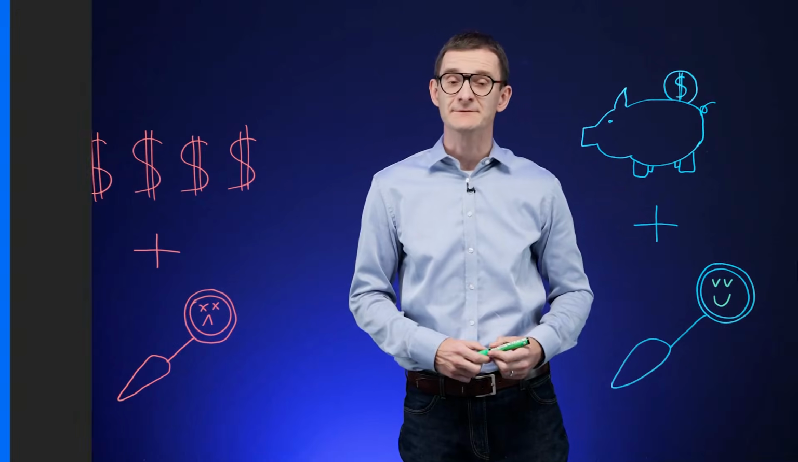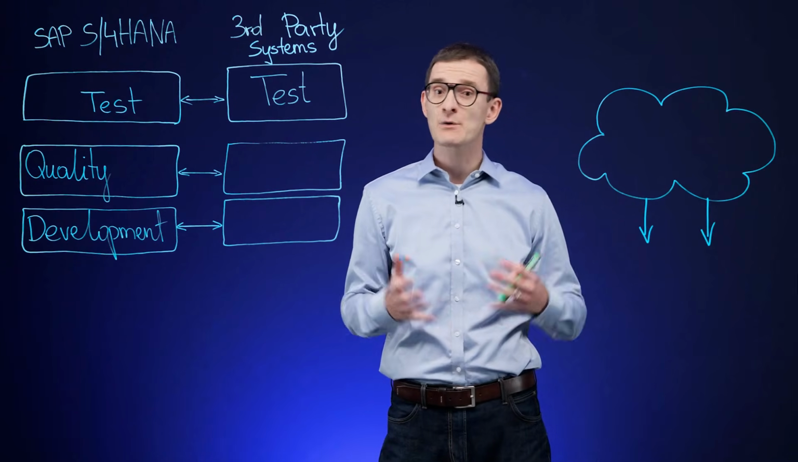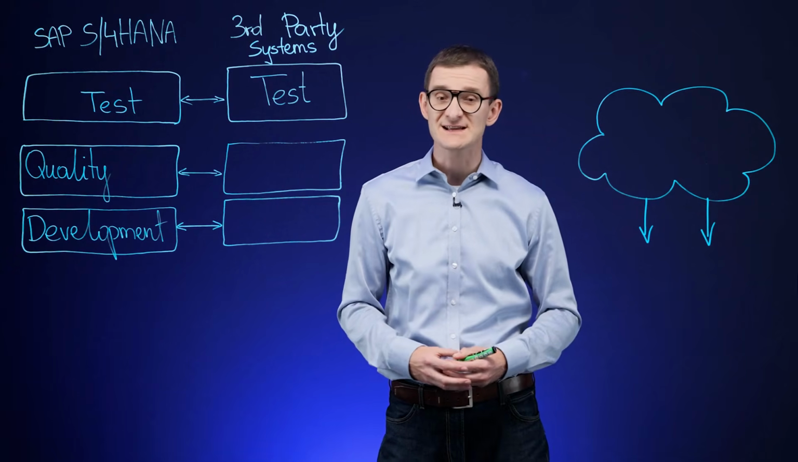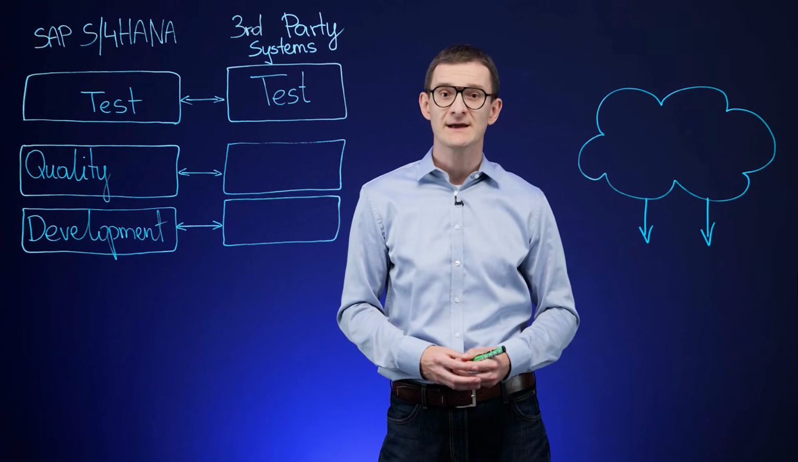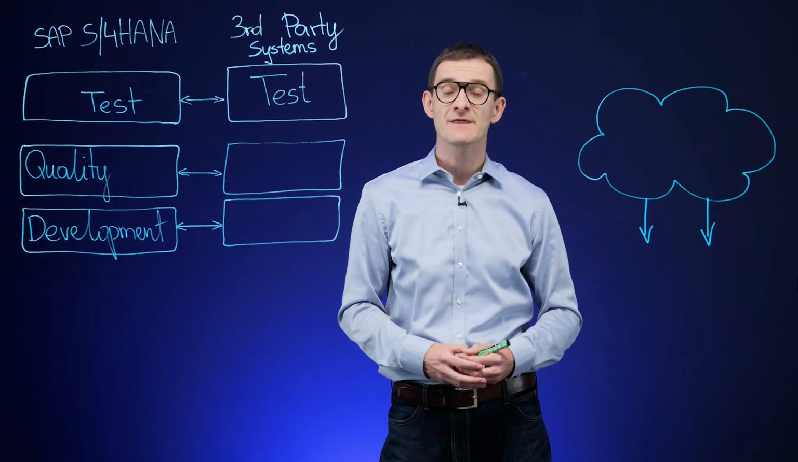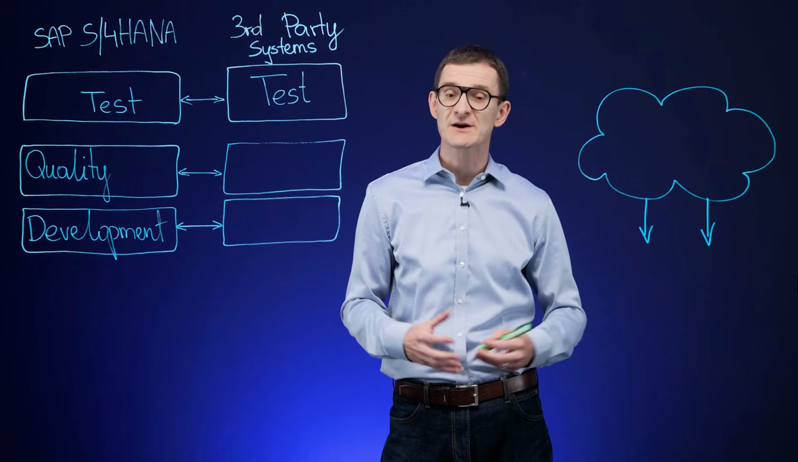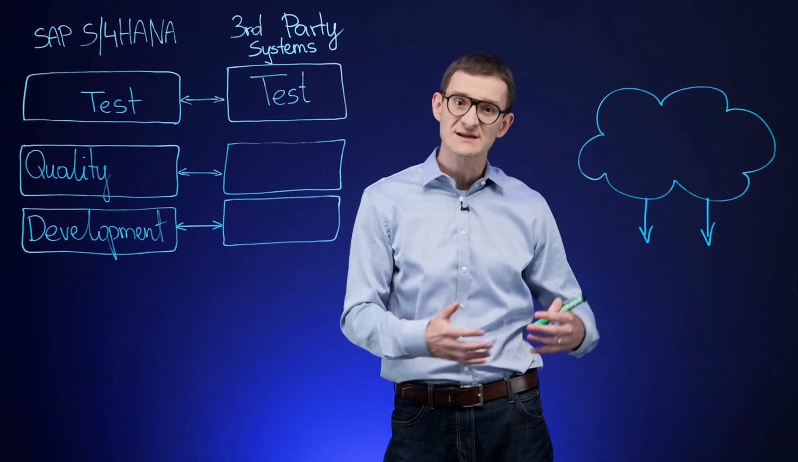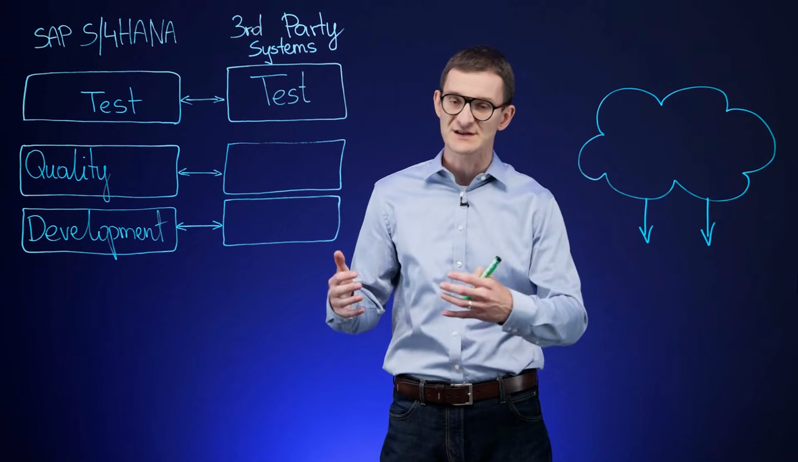Let me explain. You remember Sarah, right? Our senior IT manager. She found out that during the first SAP S/4HANA rollout template, there will be 37 third-party systems which need to be connected to the SAP S/4HANA system. So business processes can run across all of those systems.